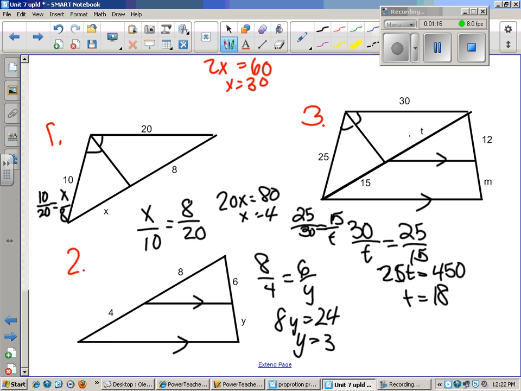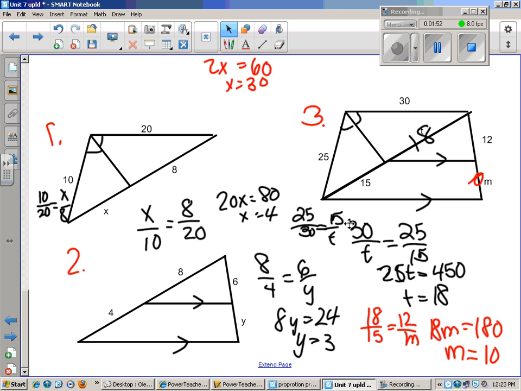Okay, so if t is 18, Maria, how would you set up that proportion for the second part? Right, 18 over 15 equals 12 over m. Good. So you get 18m equals 150 times 2, so m is 10. Okay? Does that make sense? Do both of them?